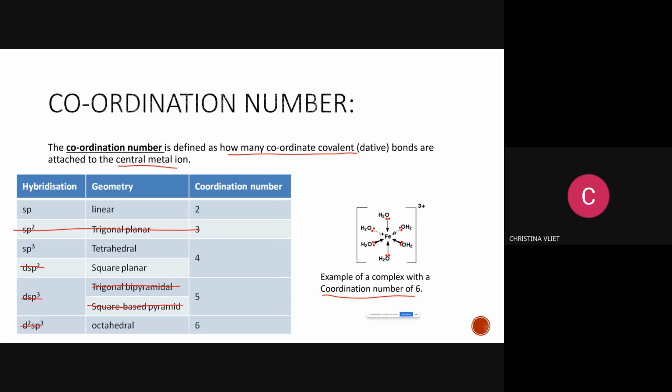They won't show up because there's nothing with a coordination number of 5. And there is plenty with a coordination number of 6, which we call octahedral. So the shapes you're responsible for knowing are linear, tetrahedral, square planar, and octahedral. Those are the 4 shapes you need to know and be able to draw, and we'll be going over that shortly. The coordination number is just how many bonds are going to the central metal atom. It could be 2, 4, or 6.